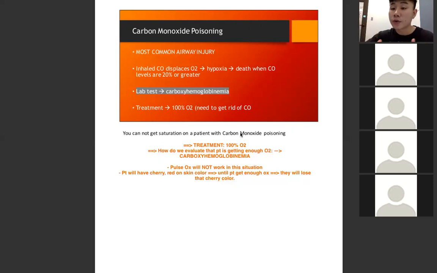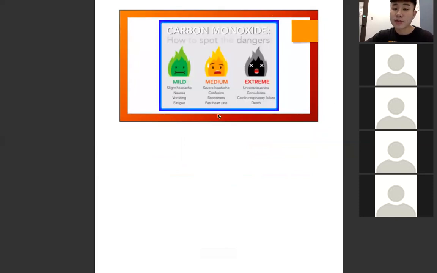What we need to use to diagnose patients who experience carbon monoxide poisoning is the lab test called carboxyhemoglobinemia. Treatment for this is 100% oxygen, okay? Again, how do we evaluate that the patient is having enough oxygen? We check the carboxyhemoglobin level, and the pulse ox will not work in this situation. The patient will have a cherry red skin color. Once the patient gets enough oxygen, they will lose that cherry color. These are just another slide for you to study the signs of mild, moderate, and extreme carbon monoxide poisoning.